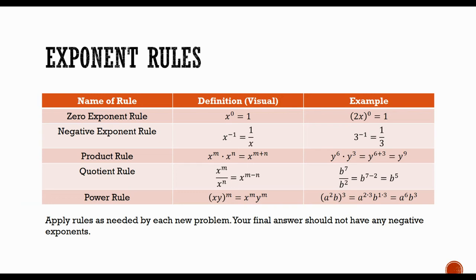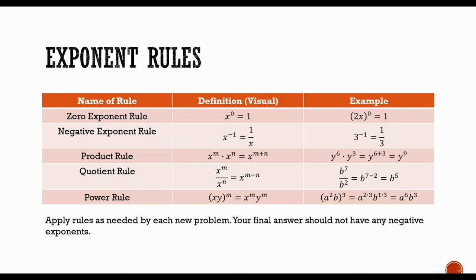The first row, 0 exponent rule, means anytime you raise something to a 0 power, it equals 1. So no matter what you raise to 0, it goes to 1. So if we raise 2x within parentheses to 0, it equals 1.